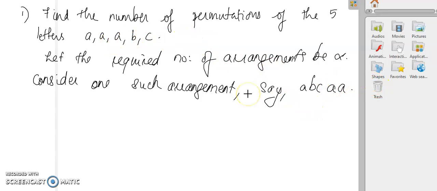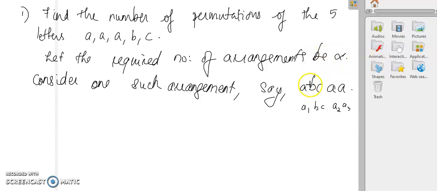Now, in the usual permutation, if all these 3 A's were distinct, if I have the first A to be some A1, then B, C, then you have A2 and A3. So if these were 5 distinct objects, then we could arrange them in 5 factorial ways. Provided they were distinct, they could be arranged in 5 factorial ways.